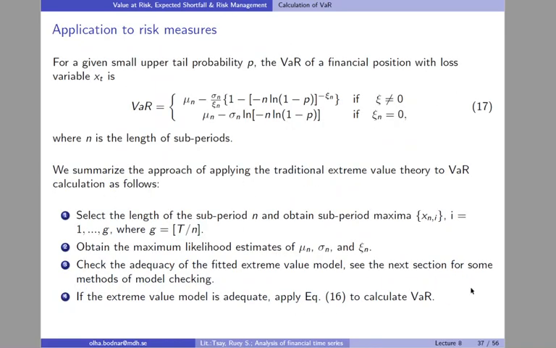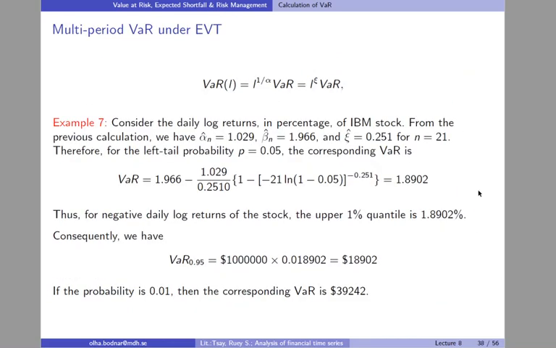To calculate value at risk. Sorry, this is an erratum. This equation 17. It's this equation here. Now, under extreme value theory, multi-period value at risk is calculated in this way. Value at risk with an n period of lag is set n to the power of the shape value times the value at risk.